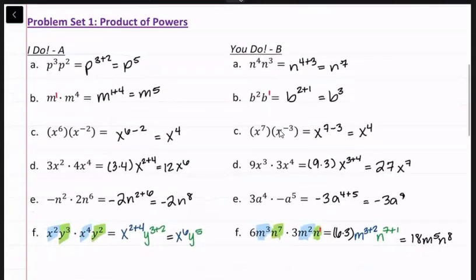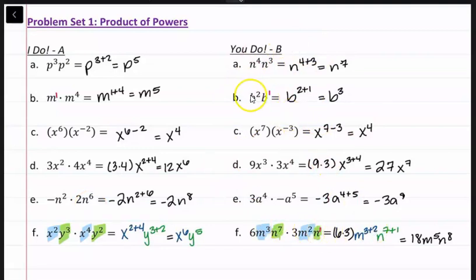So here is problem set 1. Hopefully you worked on problem set 1 and were able to finish it on your own. Here's the answer key to problem set 1, column B. You got column A from the Ed puzzle, so if you haven't watched the Ed puzzle yet, make sure to watch the Ed puzzle. And then here you're supposed to work on these on your own, so make sure you got these.